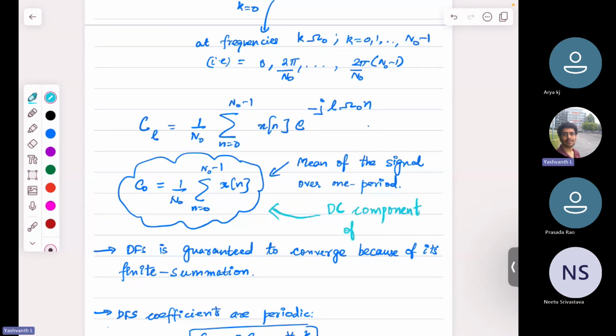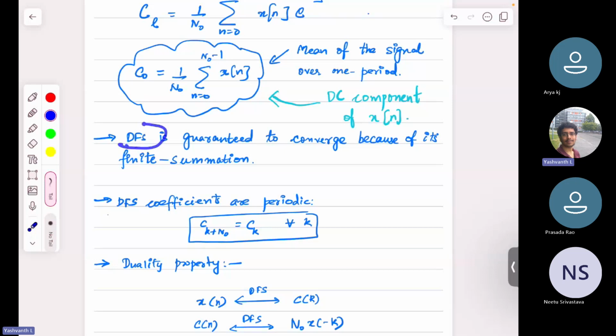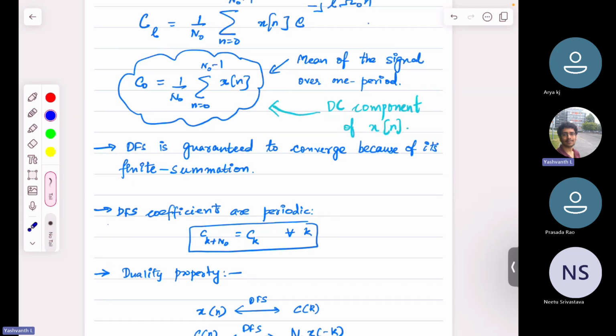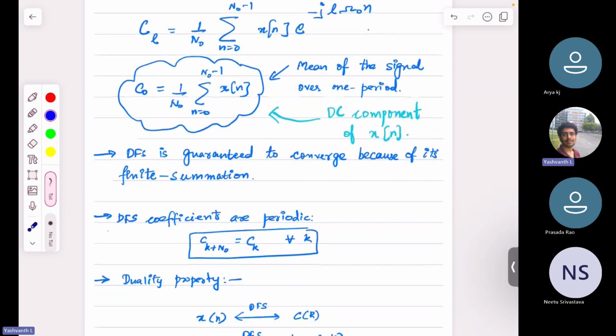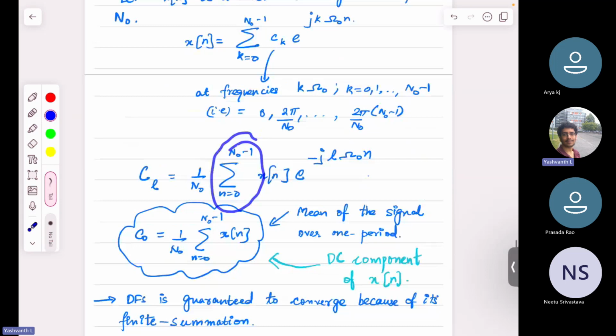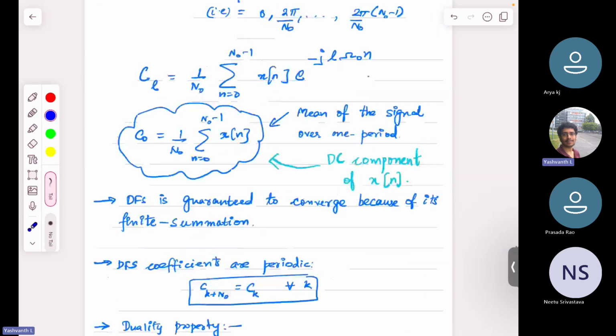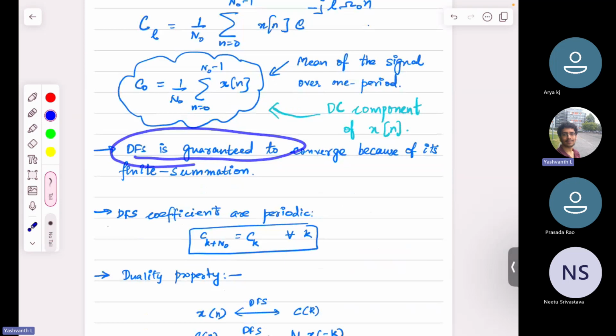Now, about convergence. The discrete Fourier series is always guaranteed to converge because of the finite summation. Whereas if you recall the Fourier series, we gave conditions called Dirichlet conditions, which are sufficient conditions. For example, it should have finite discontinuities, finite maxima and minima, and be absolutely integrable. We gave those kinds of conditions because it was an infinite summation used to define a Fourier series. But here everything is a discrete summation. This is a discrete summation, and this is also a discrete summation. So these discrete summations always converge, and the discrete Fourier series is always guaranteed to converge.